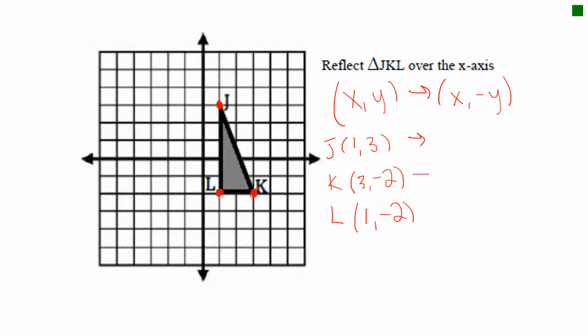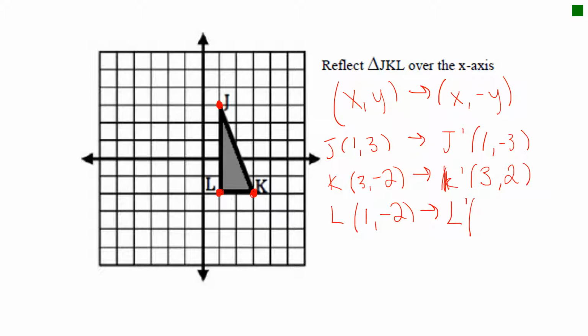So for our new points, J prime, K prime, and L prime, we just need to negate the y value. So the x's will stay the same. For J to J prime, 1 will be the same, and instead of 3 for our y value, it's going to be -3. For K prime, our x value is going to stay the same, so 3 will be 3, and -2 will be a +2 because we're changing the sign on our y value.